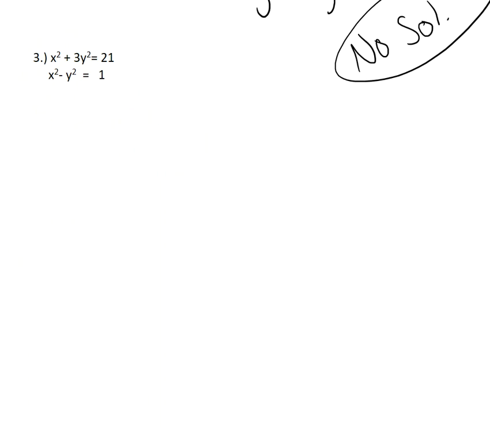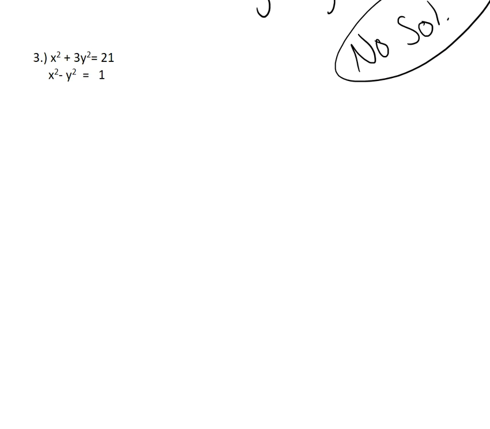And this brings us to our last example of the day. We have x squared plus 3y squared equals 21. That's going to be an ellipse if we kind of work it out a little bit. And the second one, x squared minus y squared equals 1, is a hyperbola. Now, what's different about this one is you'll notice that both equations have x squared.